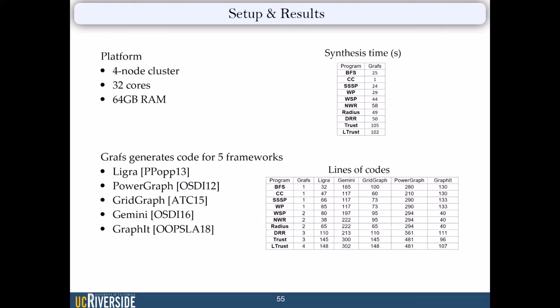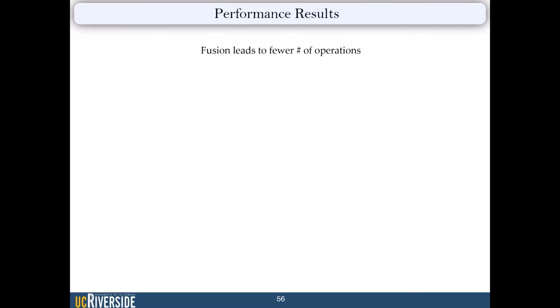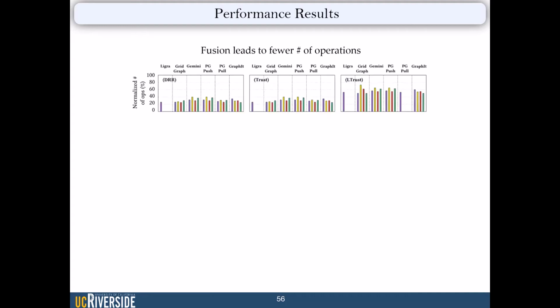Also, comparing lines of code written for each program in different frameworks versus the Grafs specification language shows that programs written in Grafs are significantly smaller. Our first set of experiments is to show that fusion leads to a fewer number of operations. To do that, we have collected the ratio of the processed edges in the generated programs over unfused implementations for 3 programs. The results indicate fusion reduces the number of edge operations by up to 75%.